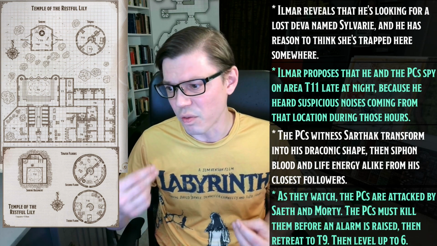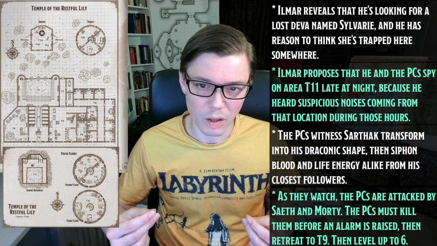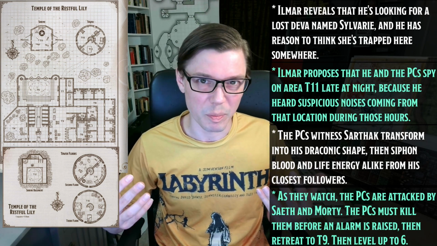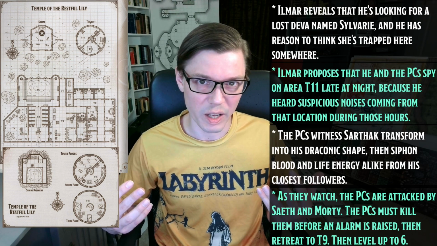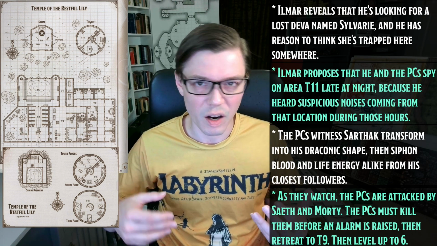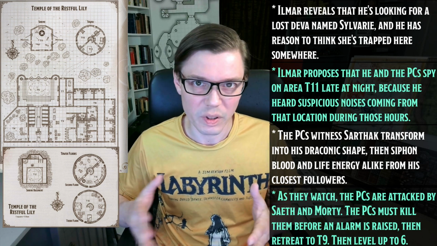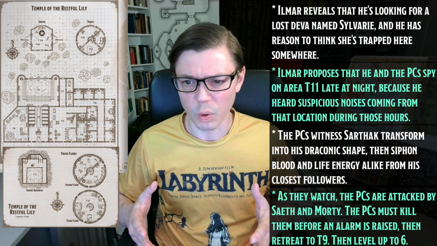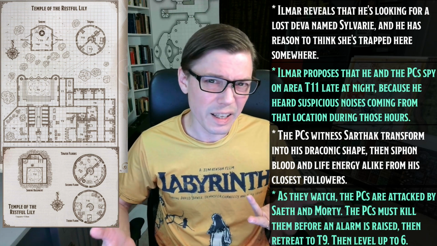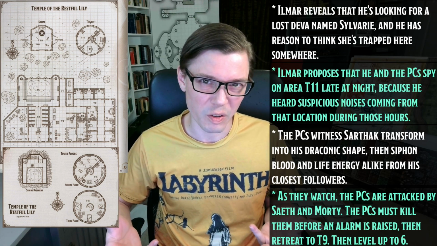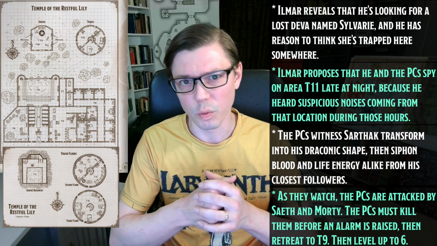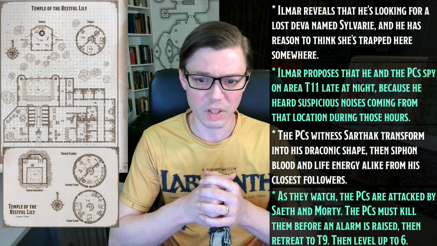Now, if the PCs fail to stop Saith from raising an alarm, if Saith starts yelling his head off, and it would be implausible to suppose that no one inside the shrine heard him, give the PCs plenty of leeway in running away, disguising who they are, hiding, and generally getting away with this crime. This adventure, of course, is flexible, and what I'm sketching out here is just a groundwork, but ideally the PCs wouldn't be confronted by Sarthak in dragon form right now, not yet. Once the PCs get back to their room in Area T9, then they level up to 6.